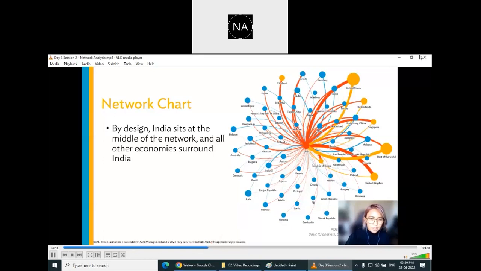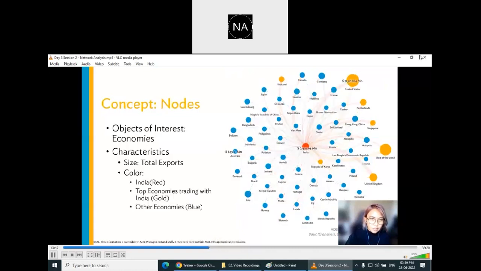Let's go through some concepts that we've learned earlier. First one is the positioning. So in this network chart, by design, India sits at the center of the network chart. We've talked about the circles or the economies. So in network concept, we call them the nodes.